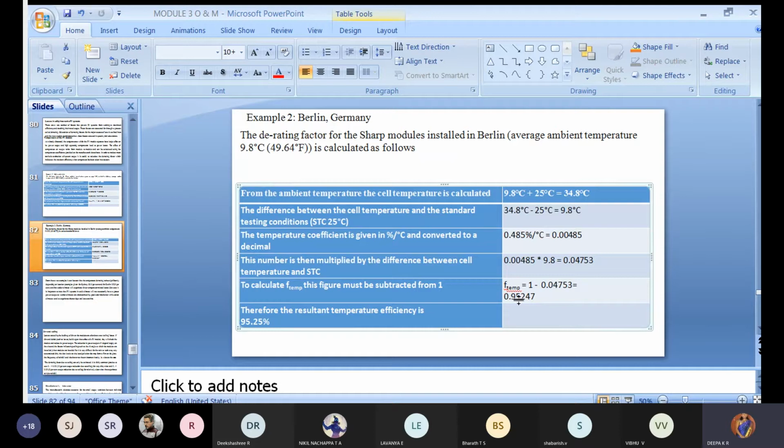0.95247. 0.95247 means you are achieving a resultant temperature efficiency of the cell up to 95.25%. Actually, it is a good output. The temperature efficiency is 95.25. This is how your derating factor with respect to temperature will affect the power output.